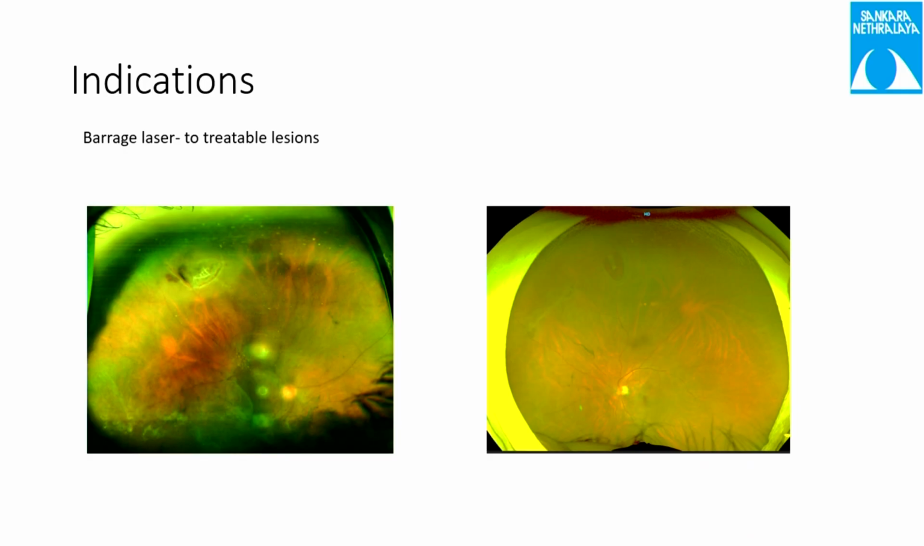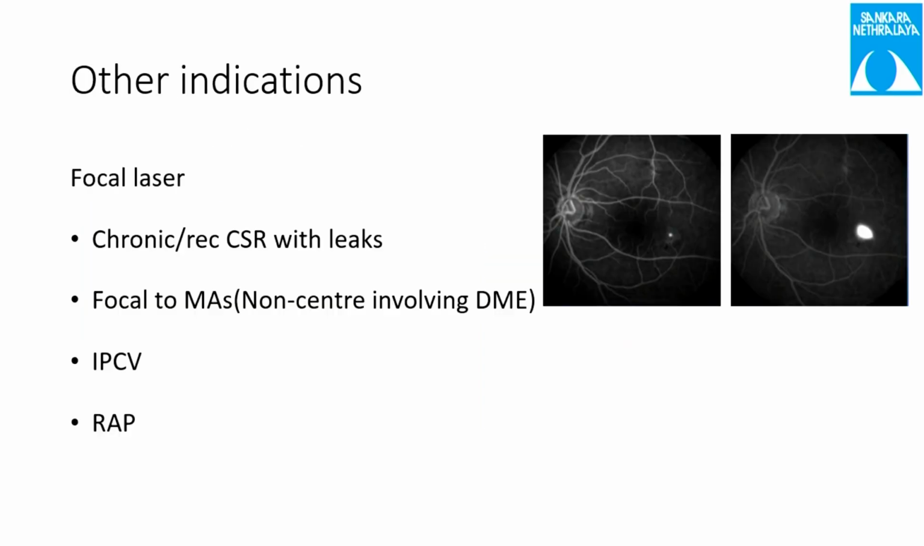Of course, we also do barrage laser to most of these treatable lesions, especially the horseshoe tears and the ones with lattice. Here in the first picture we can see there is a retinal break. We also do lasers to the retinal holes if needed. Okay, let's not go into the details. I'm just giving a brief idea of what all we do.